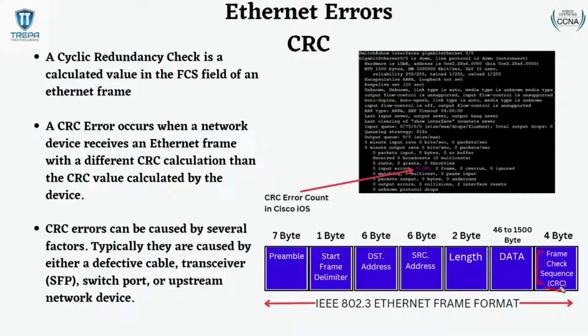These CRC errors can be caused by several different factors. Typically they are caused by a defective cable, a bad transceiver, or, when I say bad, really the wrong SFP transceiver, and this is going to be for our fiber connections. Or by the switch port just having errors, or the upstream network device. So that is a cyclic redundancy check.